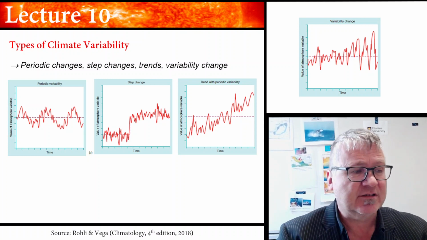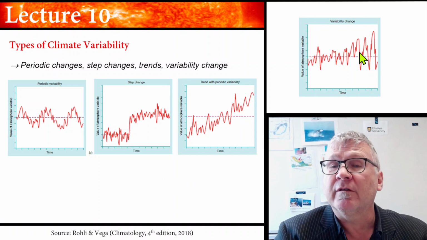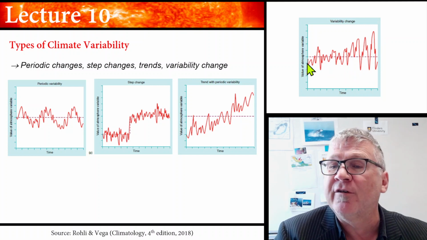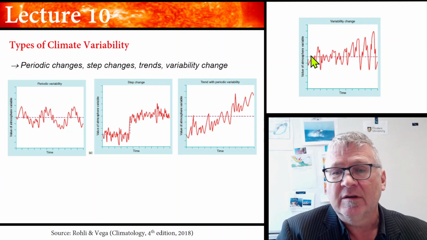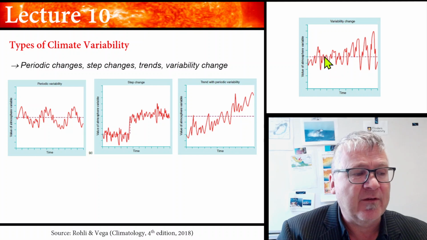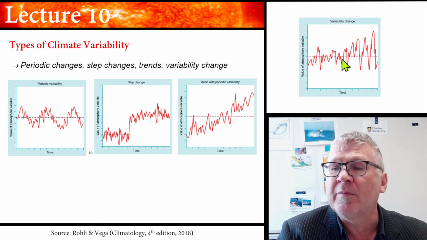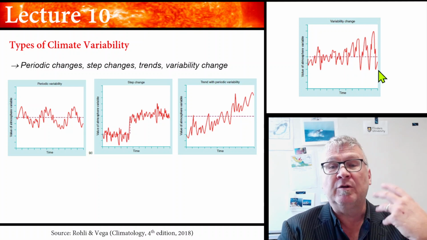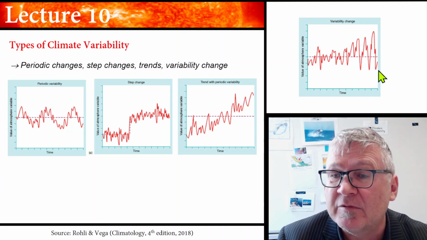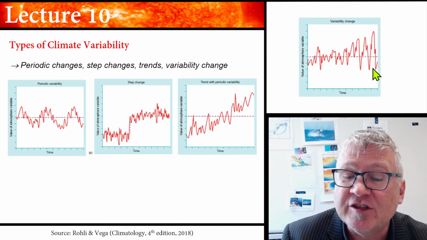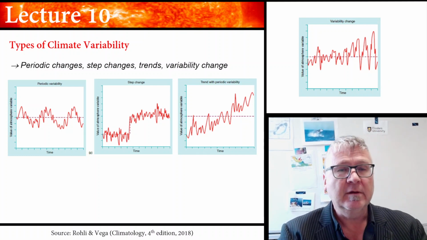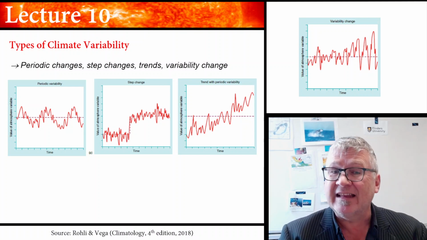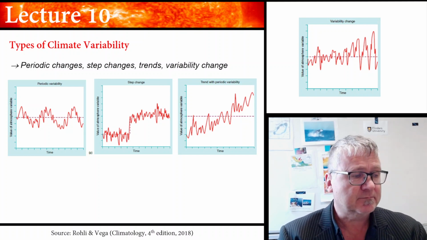So you have to be very careful in the interpretation of figures which show a trend, or in the interpretation of such trends. The fourth example here, shown over my head, is a variability change. So where you have some type of higher frequency variability and then you get a change. So this is what you also can see, is something happening which causes this variability change. So these are different types of climate variability.